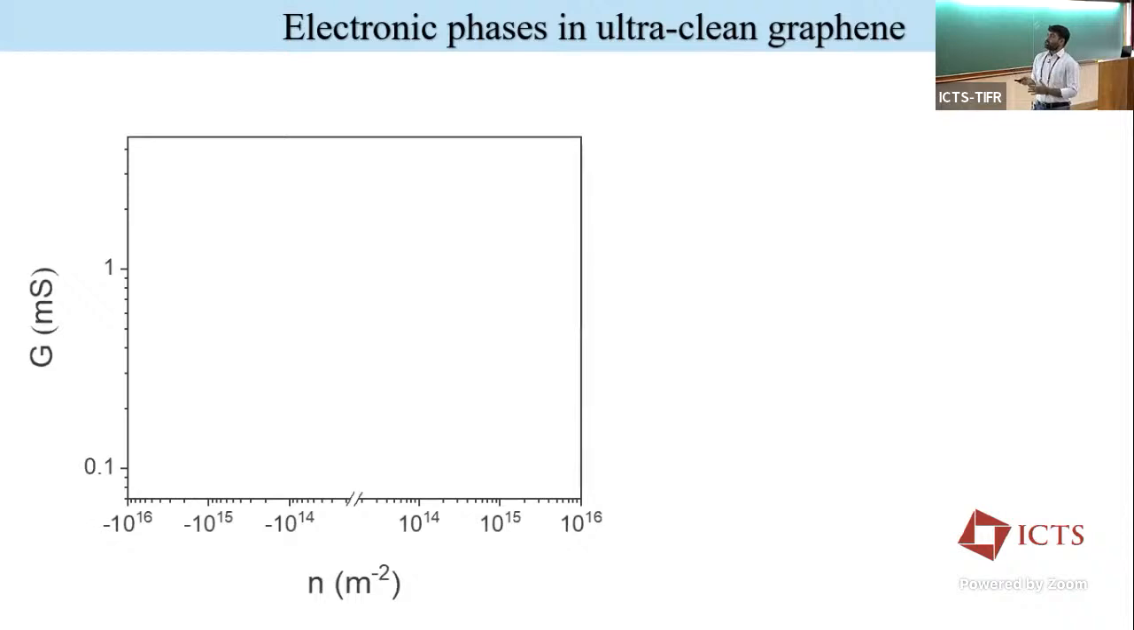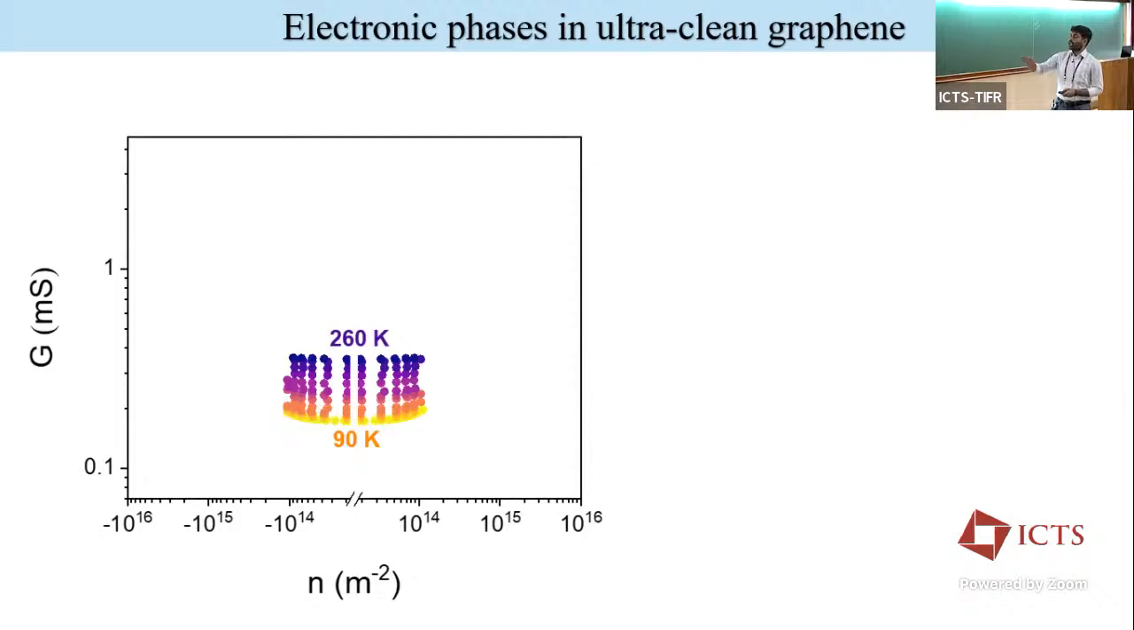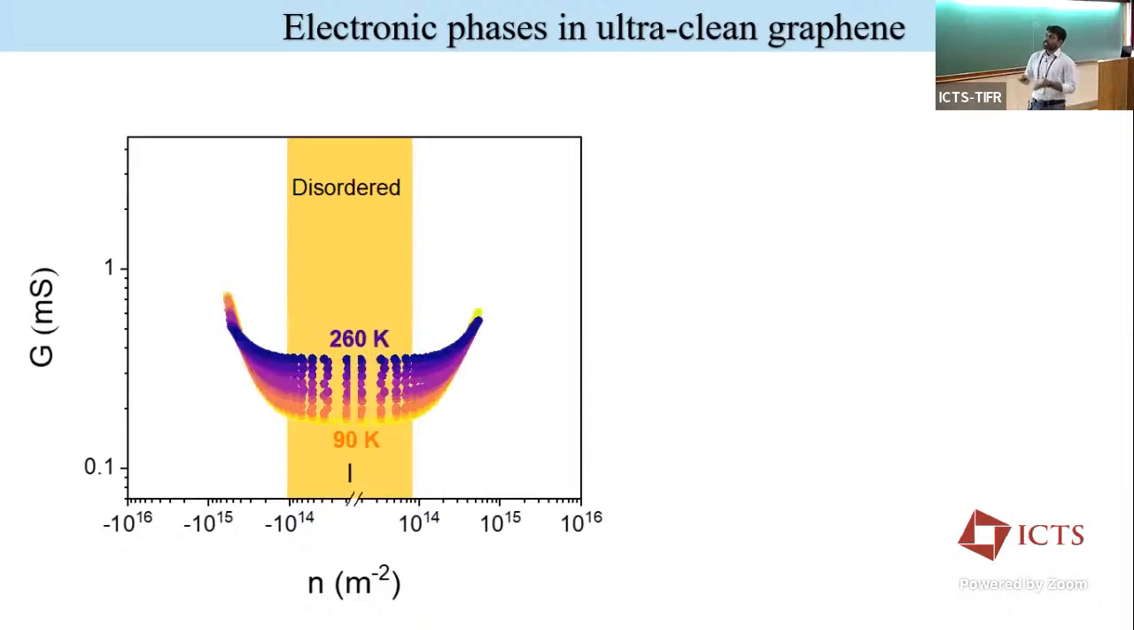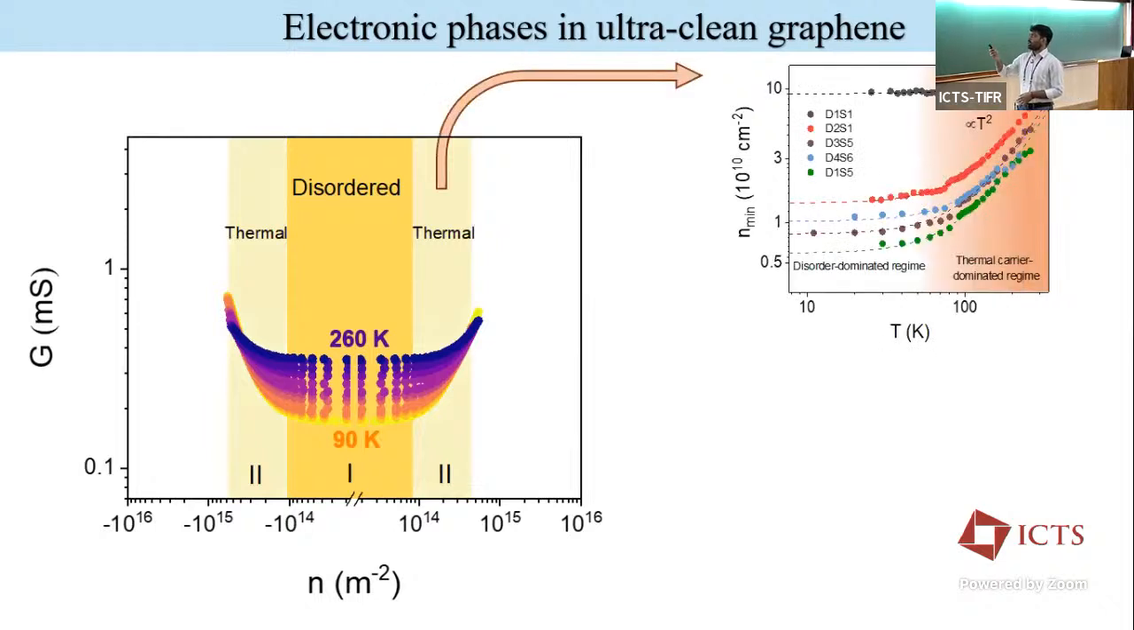So we start with the disordered phase at the center. We are at the Dirac point, there is no Fermi surface, there is disorder, and whatever gate electric field you apply, the conductance does not change. You increase slightly and now you see the conductance increasing, but this is not because of the gate electric field, this is because of the thermally excited holes and electrons in the system. This can be easily checked by measuring the n_min, or the impurity concentration in your system, as a function of temperature, and it shows this beautiful quadratic dependence.